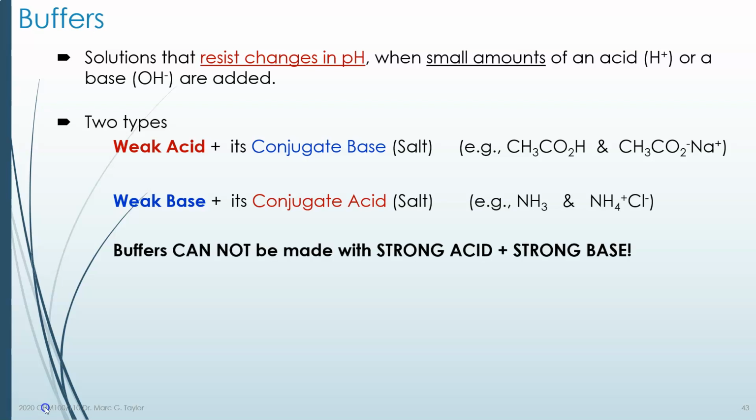Buffers cannot be made with strong acids by themselves or strong bases, and certainly not with a strong acid and a strong base together. And the reason for that is if you mix a strong acid and a strong base, it goes completely to the right side of the equation, and there is no equilibrium. There's no balance between having a certain amount of the reactants and products at any one time. And you need to have a little bit of both in order for it to behave as a buffer.